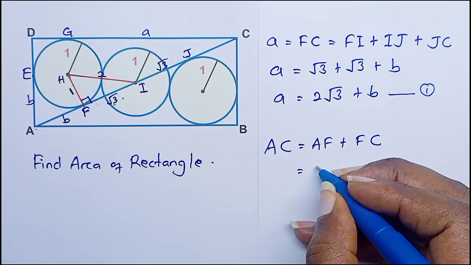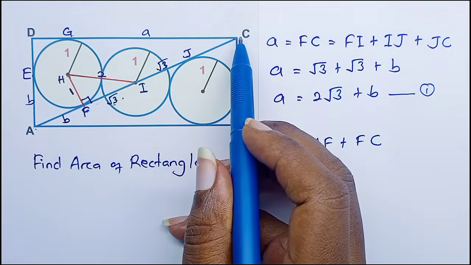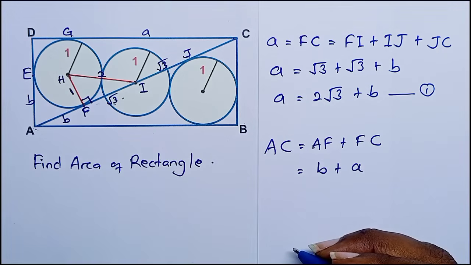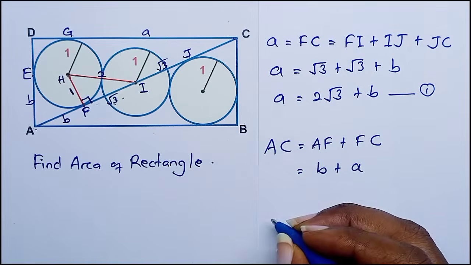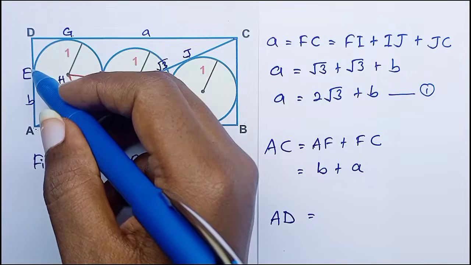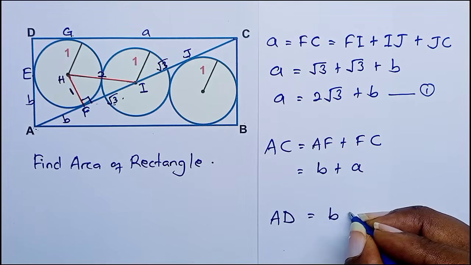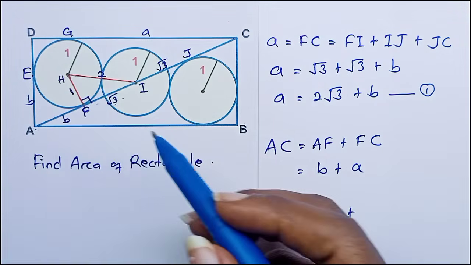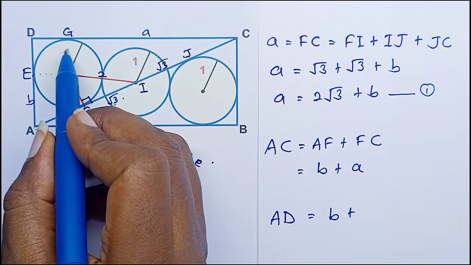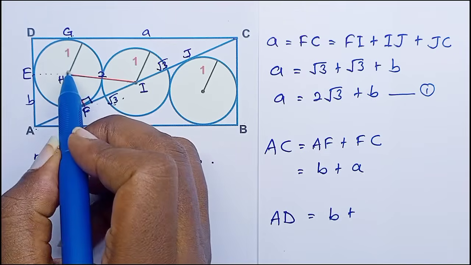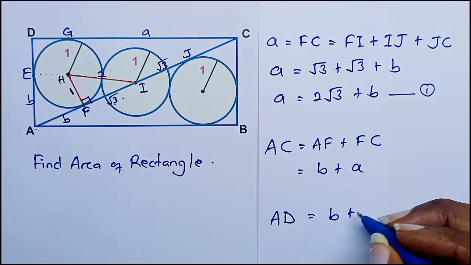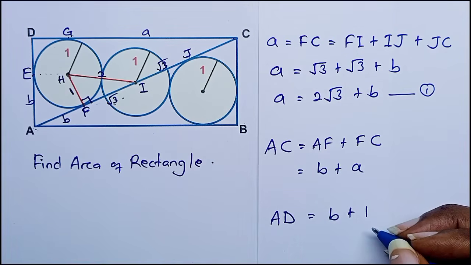Our AF is B plus our FC is the same as GC, which is A. So B plus A. And then line AD is equal to AE plus ED. So AE is B plus ED. If we were to draw a line here, from this point to this point is the radius of this circle, which is 1. And from here to here is equal to from here to here. So ED is 1. So AD is equal to B plus 1.